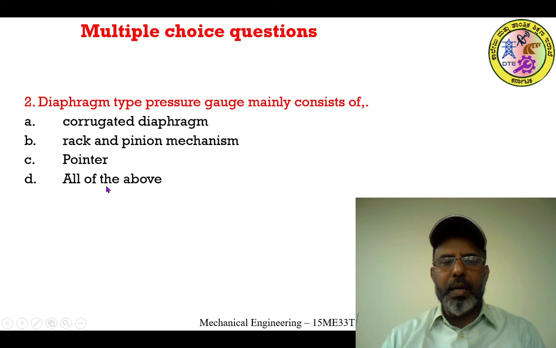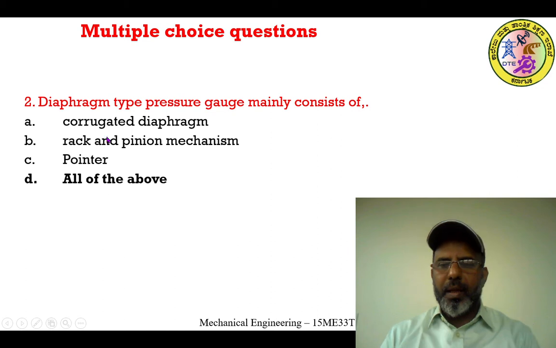A diaphragm type pressure gauge consists of a corrugated diaphragm which has a large working surface, and the deformation of the corrugated diaphragm is magnified by means of the rack and pinion mechanism. As the pinion rotates, the pointer rotates. Therefore, the correct answer is all of the above.